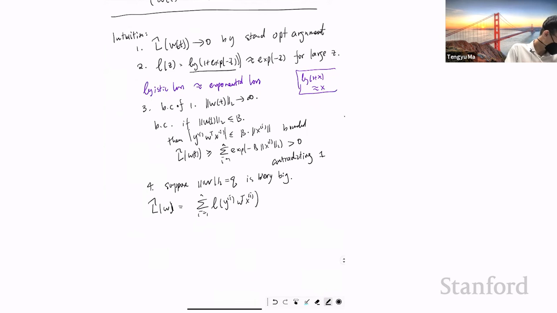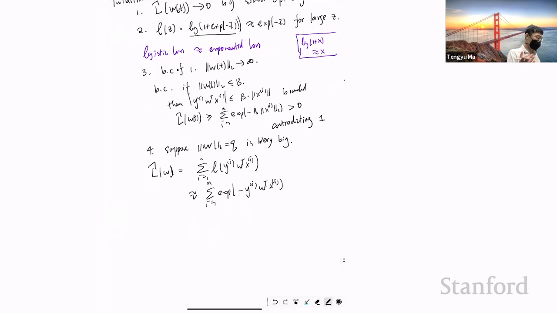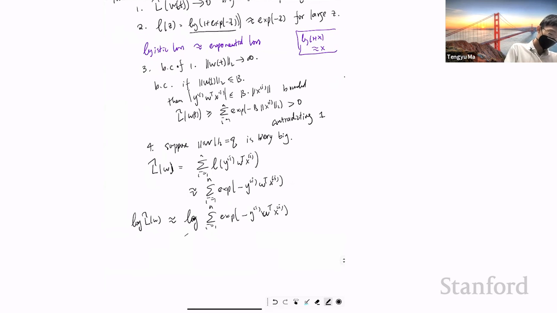And let's say this is roughly equal to the exponential of minus yi times W transpose xi. Because the loss will be very close to 0, it's actually more informative to look at the log space. So if you took the log of L hat of W, then this is roughly equal to the log of the sum of exponential of minus yi times W transpose xi. So this is a log sum exponential.